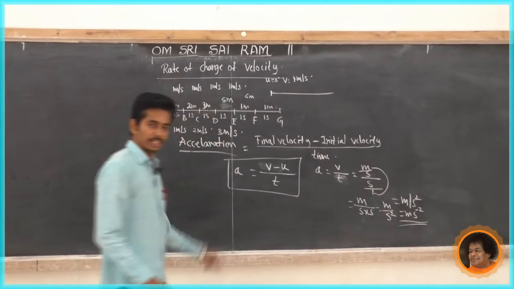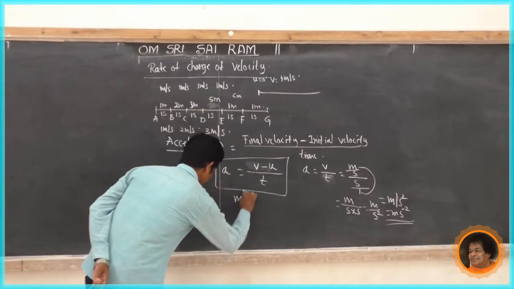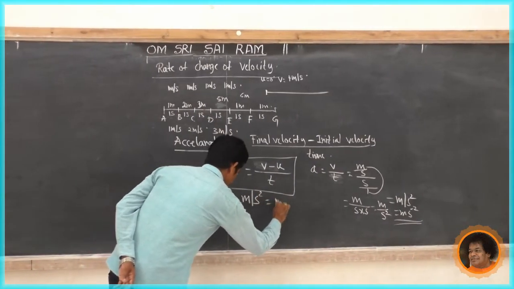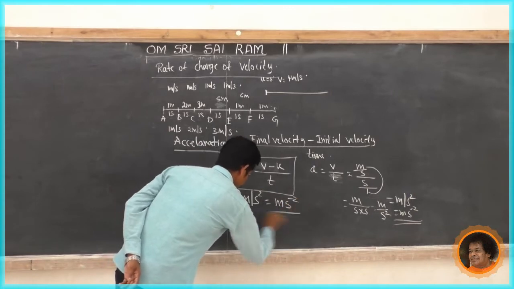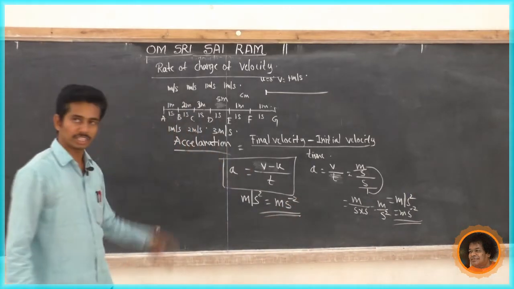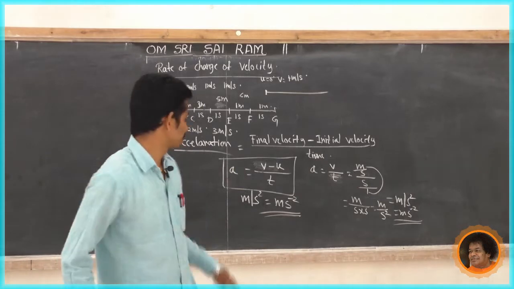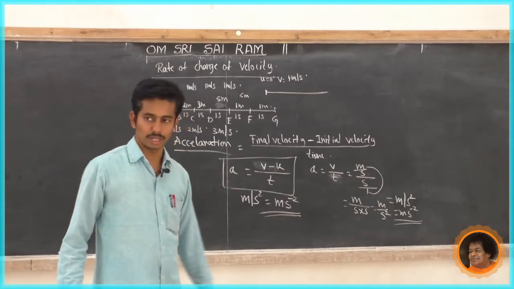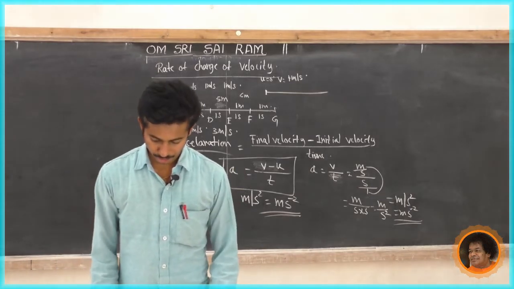So what is the SI unit of acceleration? It is meter per second square or meter second to the power minus 2. Very important: what is the SI unit of acceleration? The SI unit of acceleration is meter per second square or m s to the power minus 2.